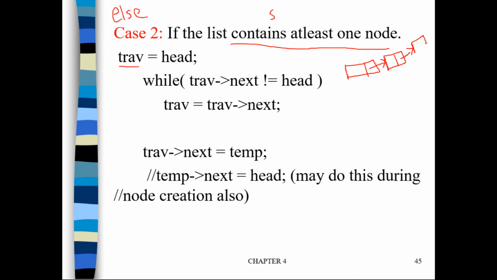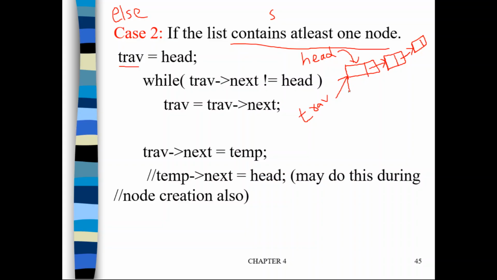And where will the head point? Head will obviously point to the first node. Now we say traverse is equal to head, which means that traverse is pointing where head is pointing. So traverse will also be pointing to the first node.